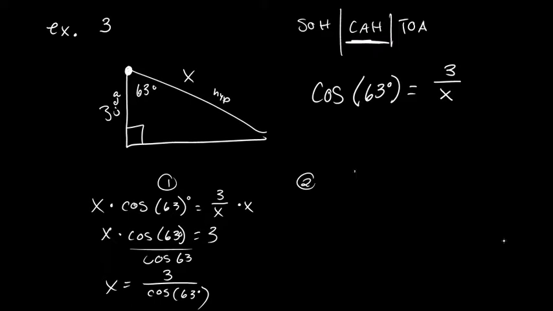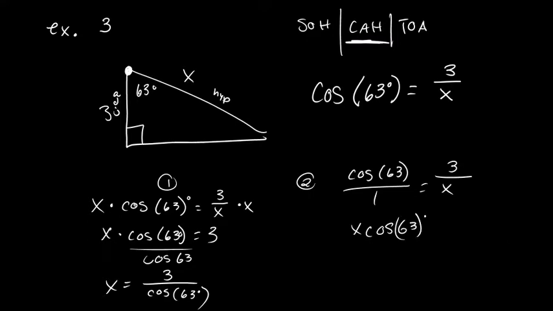Alright, in example 2, a lot of you guys are used to doing it this way. You put cosine over 1, and then you cross multiply and divide. So you get x cosine of 63 degrees equals 3, and this is the same setup. So some of you will see just multiply x onto the other side, and some of you will want to cross multiply and divide. It will get you the same place.